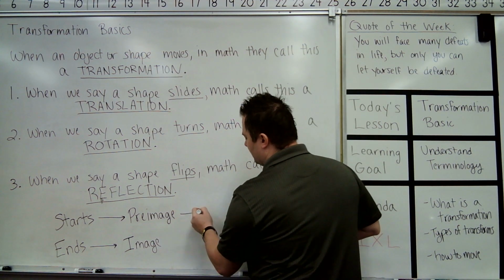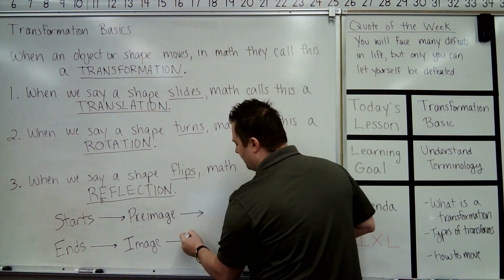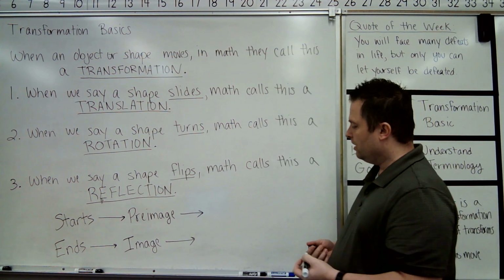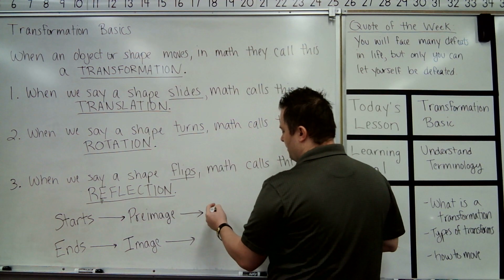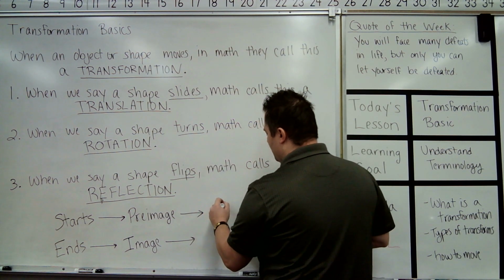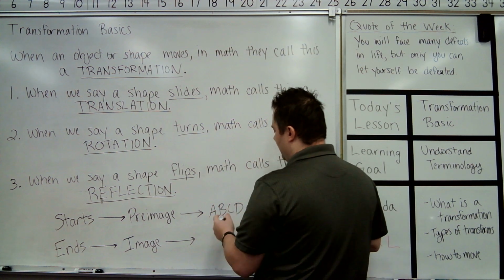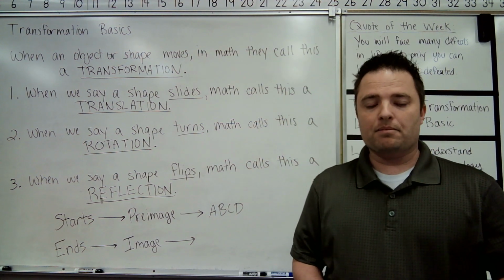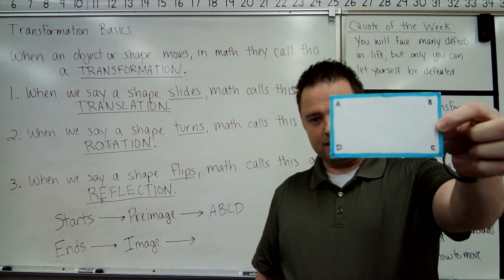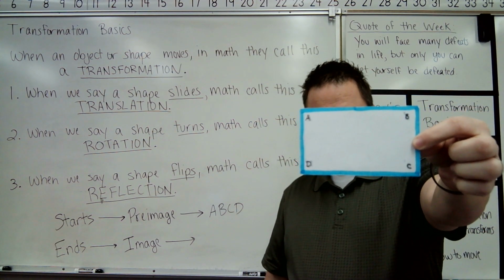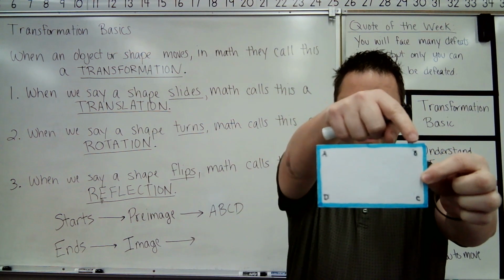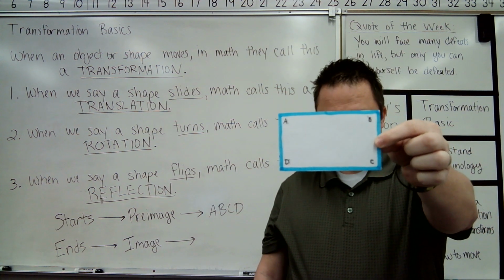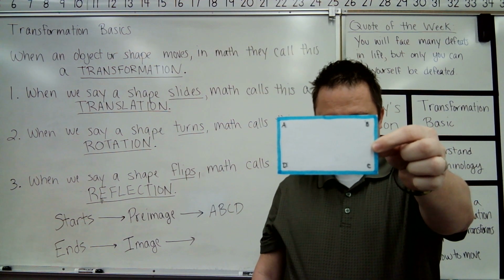As a matter of fact, they use special labeling for the vertices of the object. For example, the pre-image is labeled A, B, C, or D, and it's in the corners of the object. For example, on this card, if this was my pre-image, you'll notice that the vertices of my rectangle are labeled A, B, C, and D. And if this is my starting point, they will be labeled like this. Okay?